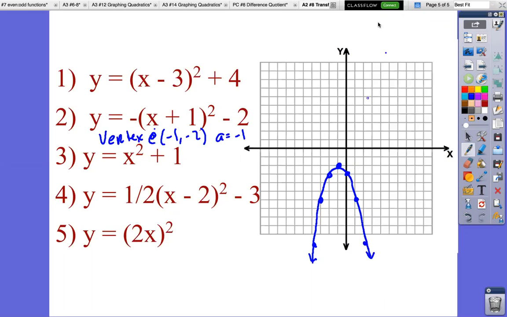All right, so that's how we do. Any questions about the A value? So you kind of have to know what this looks like, and then it all makes sense.